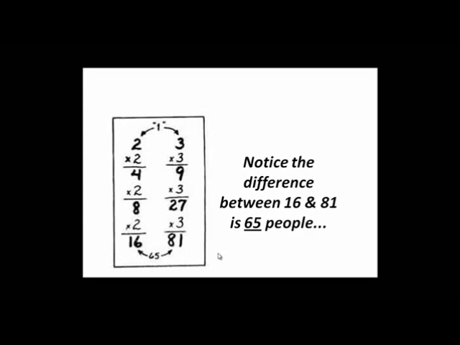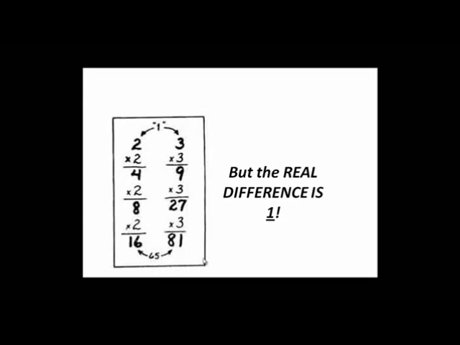Notice the difference between 16 and 81 is 65 people. But the real difference, guys, is the 1 up here. The difference between 2 and 3 is 1, but the difference down here is 65. So the 1 is the real difference. Everyone only sponsored one more person.